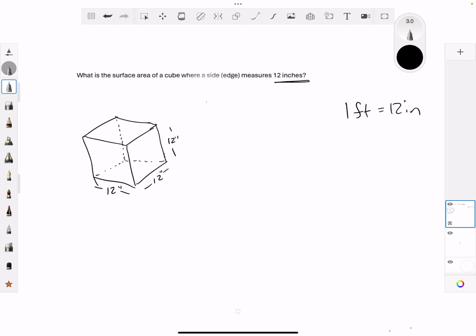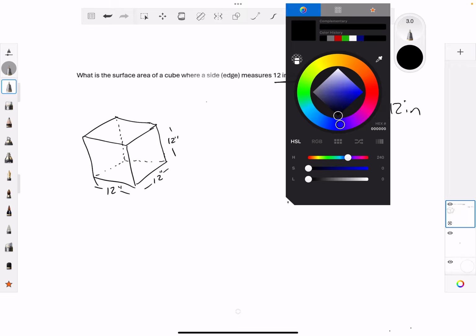So surface area is the outside area. Like if I wanted to paint this cube, not if I wanted to fill it up with water, right? I want to know how much paint I would need to cover the entire outside of the cube. So surface area would be the outside edge. Okay, perfect. So let's talk about this. We need to understand it's like a die, with dice.